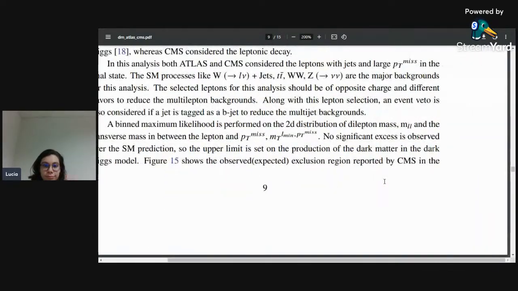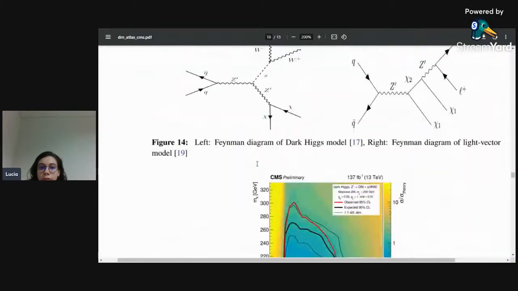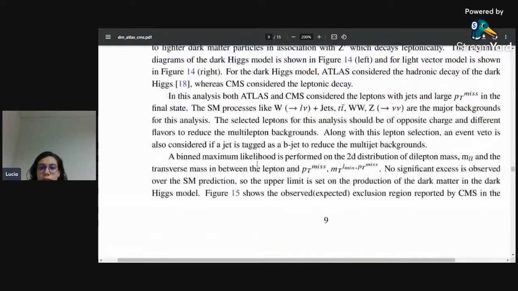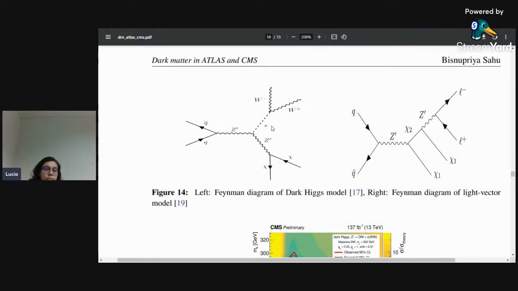Okay, so this last case is the dark Higgs. Let me show the processes. Yes, it's this one. So we are introducing another scalar Higgs, but they call it the dark Higgs, the dark scalar. Is it a completely different model, or within the 2 Higgs model? No, it's not within the 2 Higgs model. It's a different model, just considering a dark scalar that is like a Higgs.